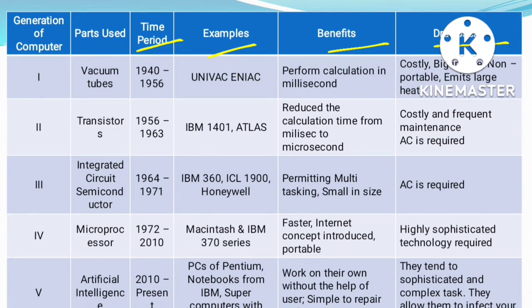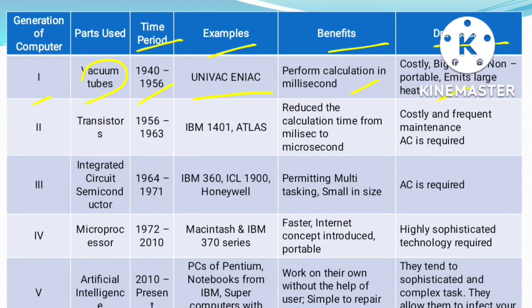So that is the first generation. Let us discuss the first generation. What is the part used? Vacuum tube. The time period is 1940 to 1956. Some examples of computers of this generation are Univac and ENIAC. What are the benefits of first generation computers? They perform calculations in milliseconds. At that time it was the first calculating device. And what are the drawbacks? It is very costly and big in size.